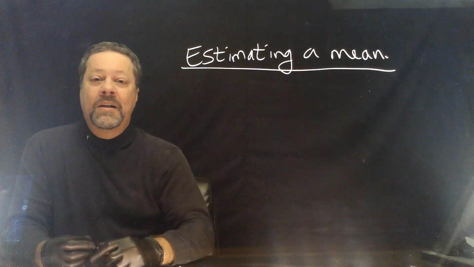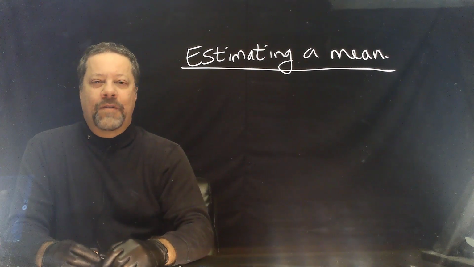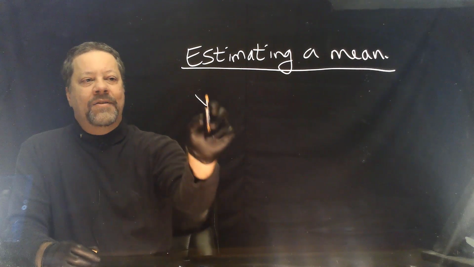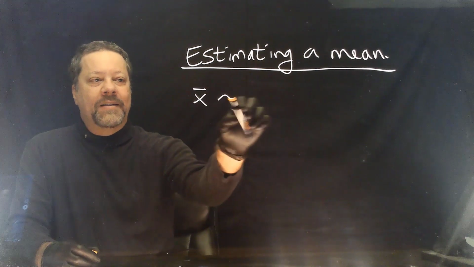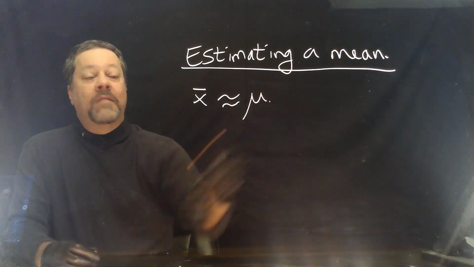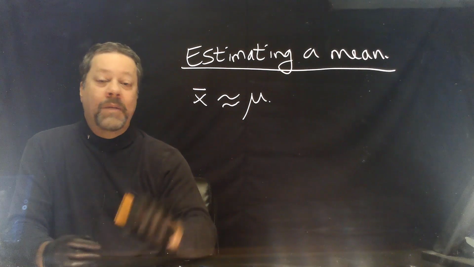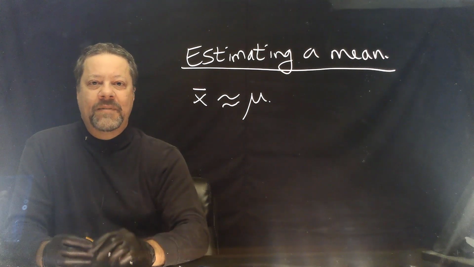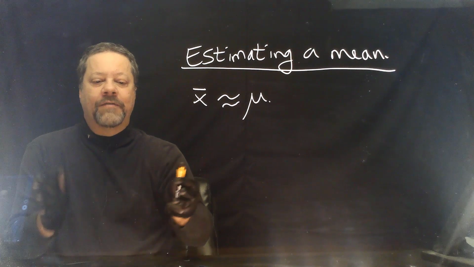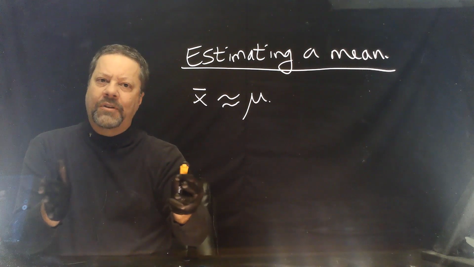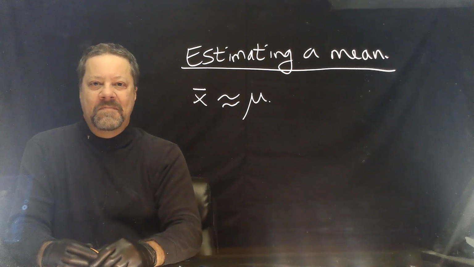Today we're going to talk about estimating a mean. In particular, confidence intervals for the mean. As you know, the sample mean is an estimate for the population mean, but it is a point estimate. It'd be better to have some kind of confidence interval so we can tell how good that estimate is.